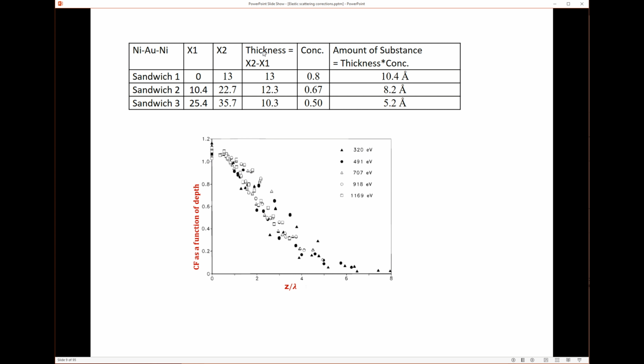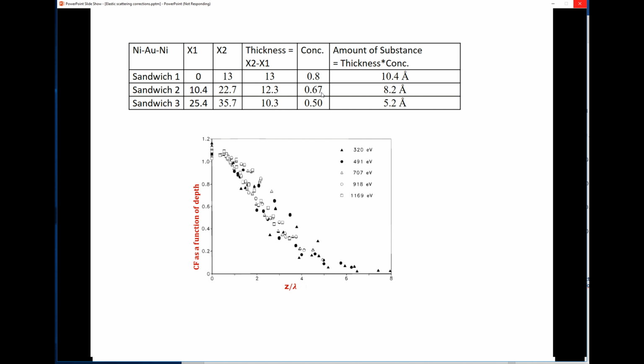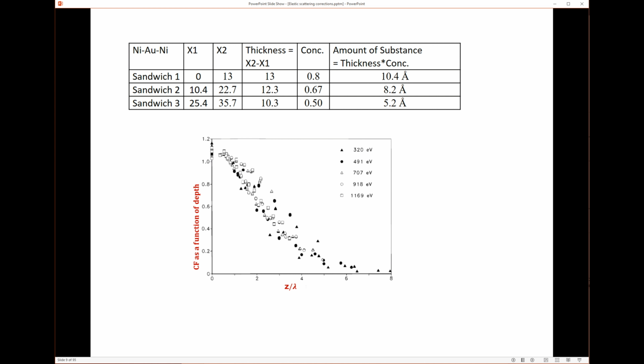If we take the thickness of this, x2 minus x1, we get 13, 12.3, 10.3. We also determine the concentration in these layers. It was 0.8, it was 0.67, it was 0.5. So if we multiply the thickness by the concentration, we get what we call the amount of substance of gold atoms we have in total in these samples. They turn out to be 10.4, 8.2, and 5.2 angstroms.